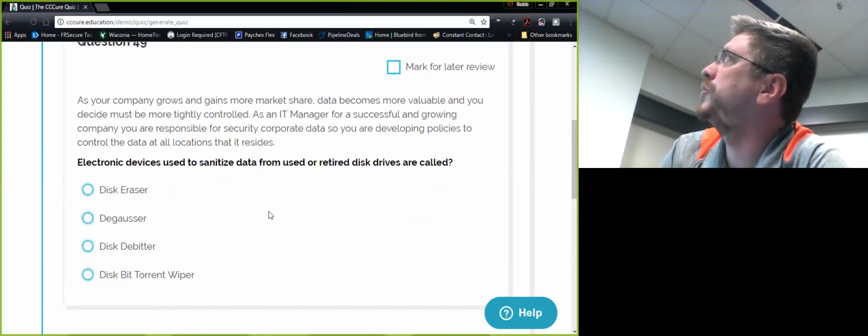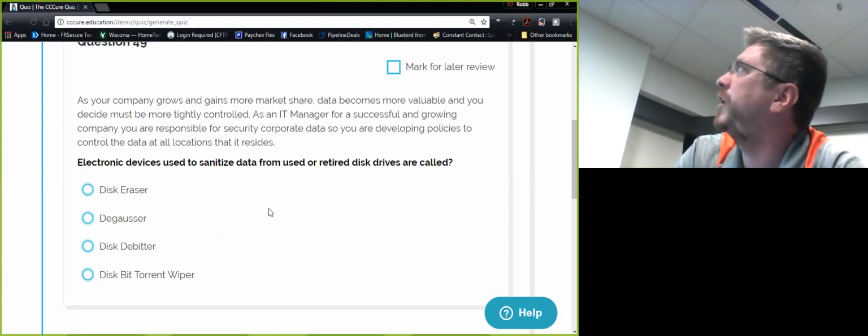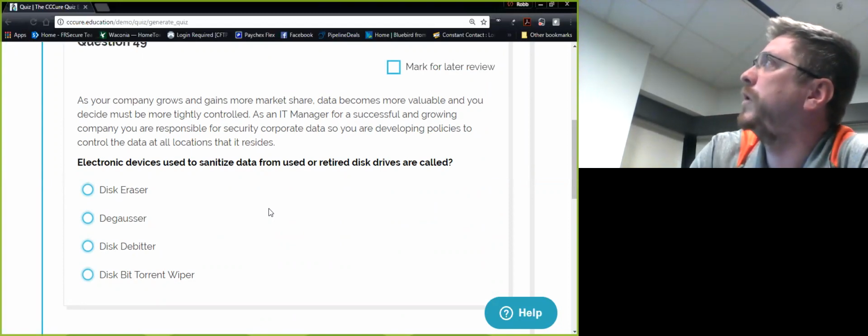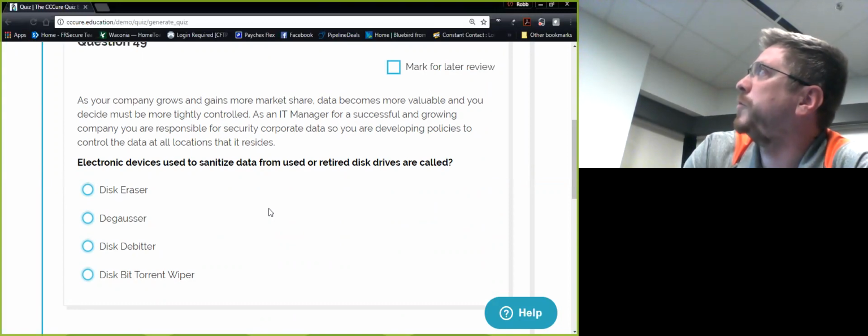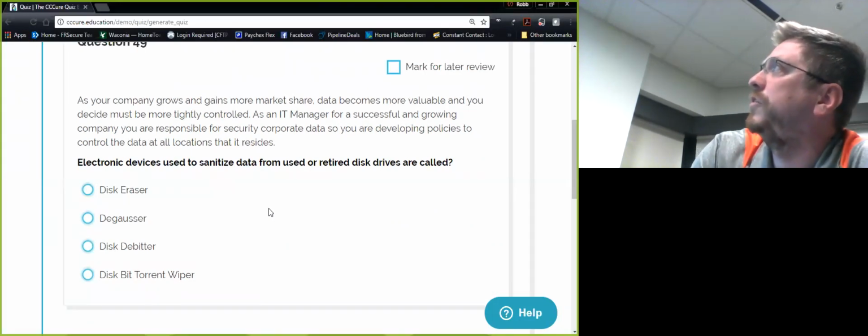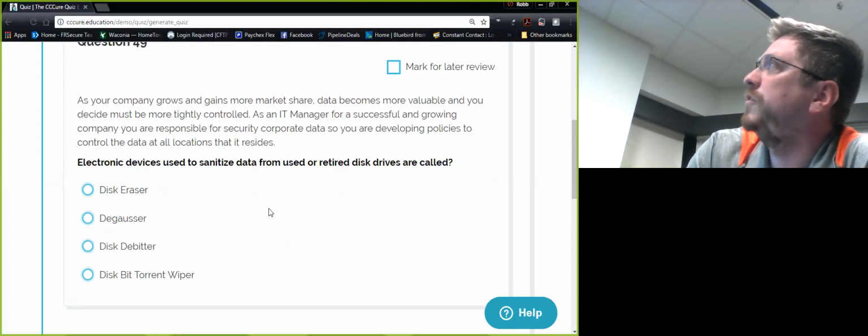As your company grows and gains more market share, data becomes more valuable. You decide it must be more tightly controlled. You're the IT manager for a successful growing company. You're responsible for securing corporate data, so you are developing policies to control the data at all locations it resides. Electronic devices used to sanitize data from used or retired disk drives are called.